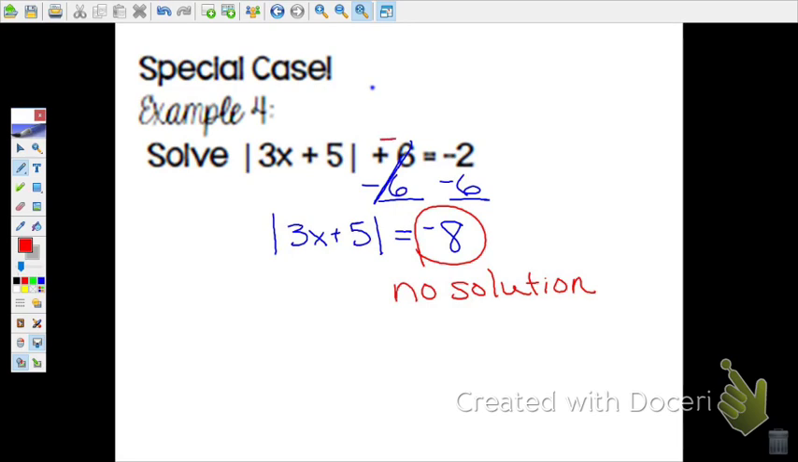But again, we cannot look at the original problem, because if this had been a negative 6 instead of a positive 6, then I would have added on both sides, and my negative would have changed to a positive, and then I would have solutions. So we cannot make that determination of no solution until we have that absolute value all by itself.